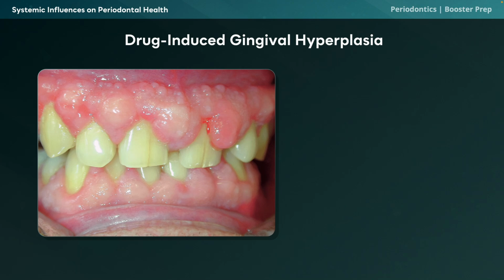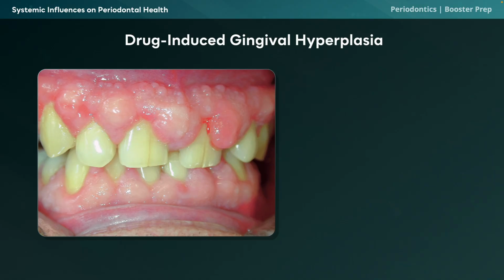Alright, next we have drug-induced gingival hyperplasia. Certain medications are known to cause gingival enlargement as a side effect. These drugs can stimulate an overgrowth of gingival tissue, especially in the presence of plaque. Now, if a patient is really unable to maintain proper oral hygiene, sometimes modification of the medication under a physician's supervision is needed.